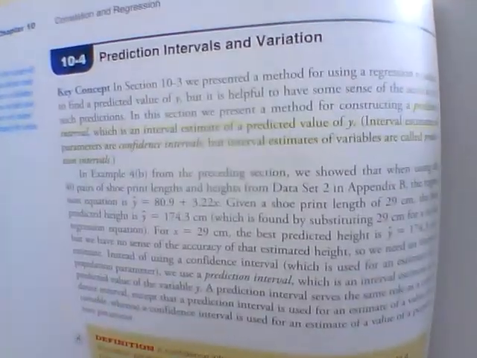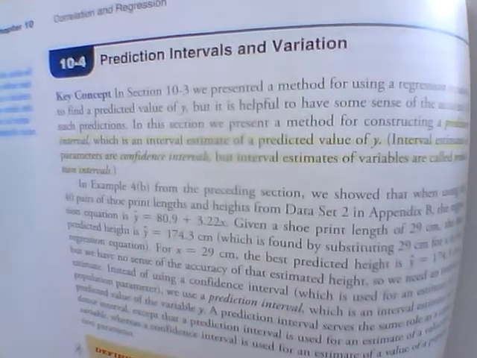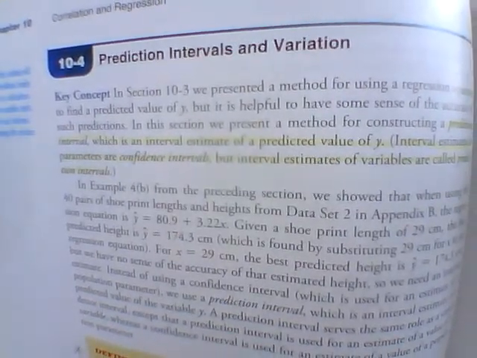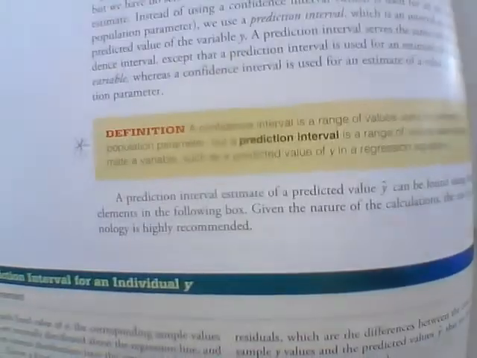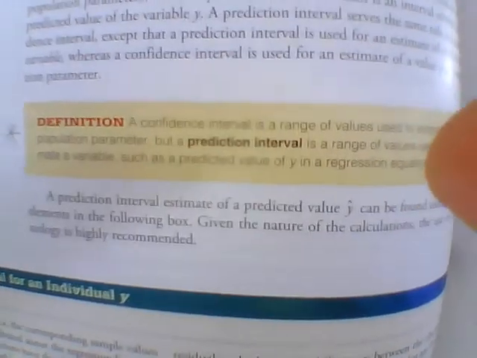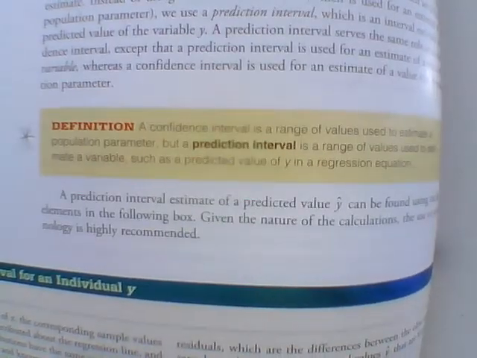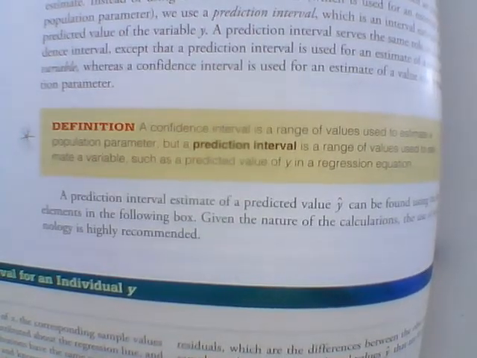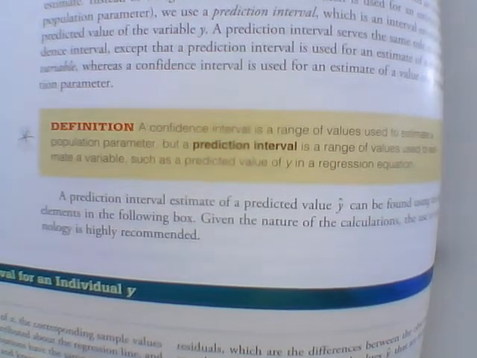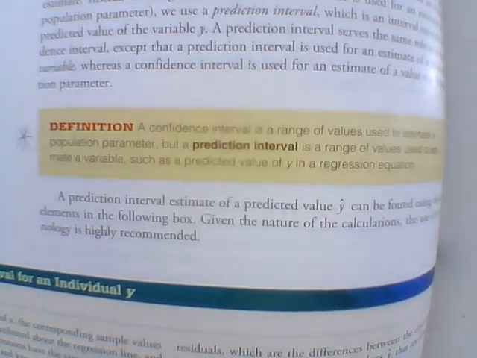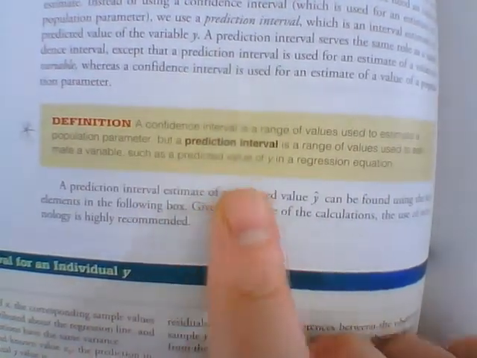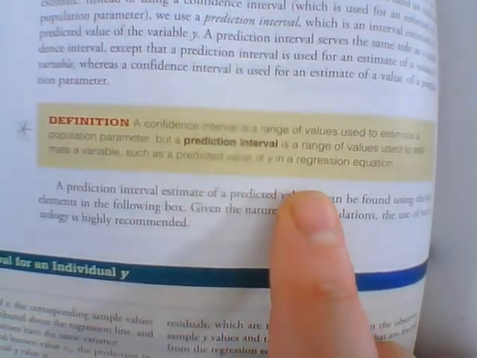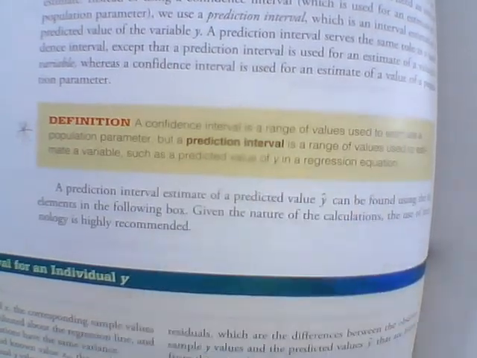So basically we're going to step away from where I was talking about confidence intervals, just to relate it to that 0.05, and now we're going to call them prediction intervals. Okay, so a confidence interval is the range of values used to estimate a population parameter. But a prediction interval is a range of values that is used to estimate a variable, such as a predicted value of y in a regression equation.